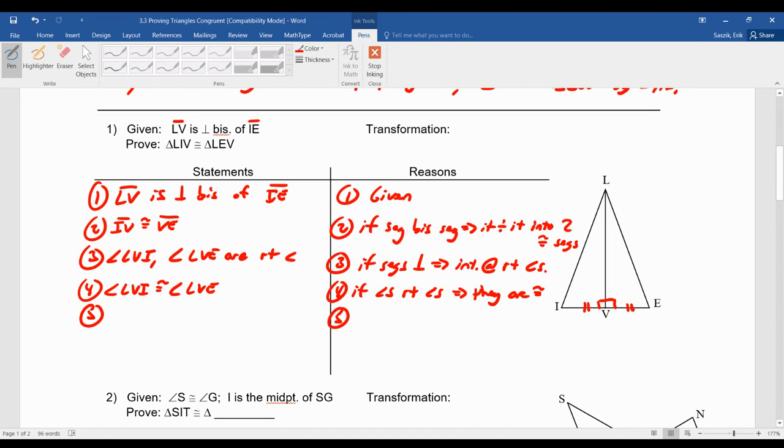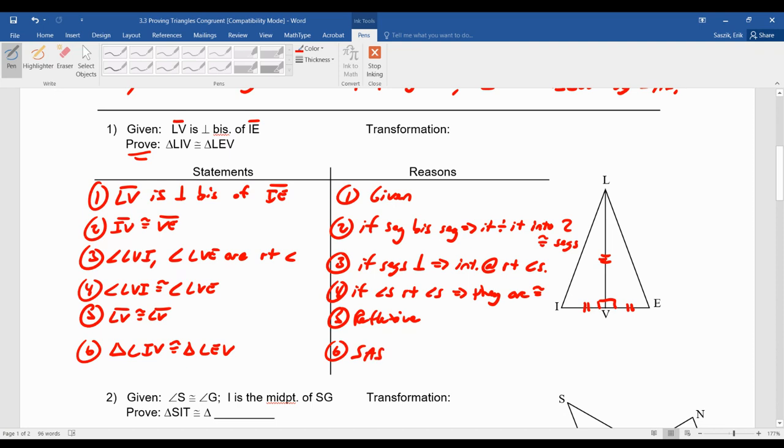Okay. So it took us all that time just to get down the given and to catch up to our tick marks. Of course, the next thing was what? Segment LV, congruent to segment LV. And that is the reflexive property. That's on your reason sheet as well. And finally, you see what we're asked to prove. Triangle LIV is congruent to triangle LEV, and that was by SAS.